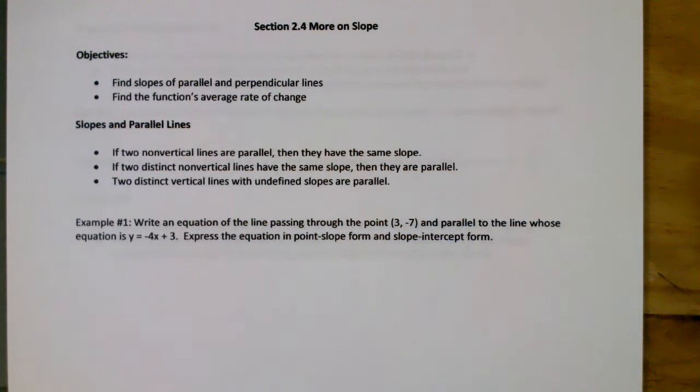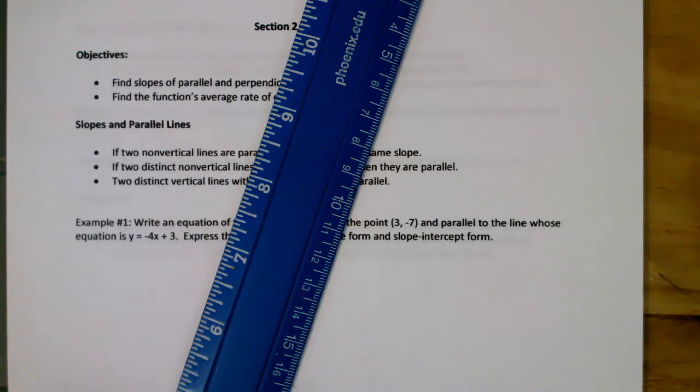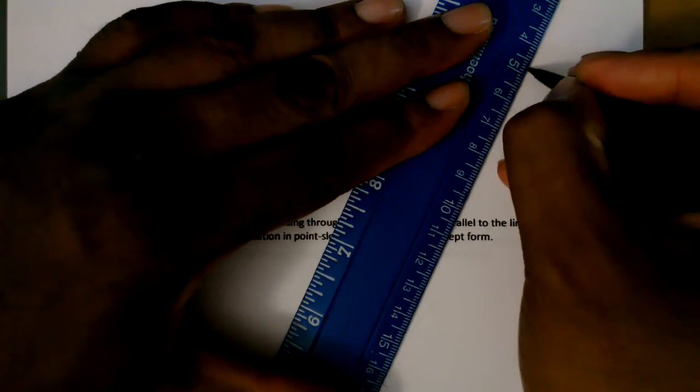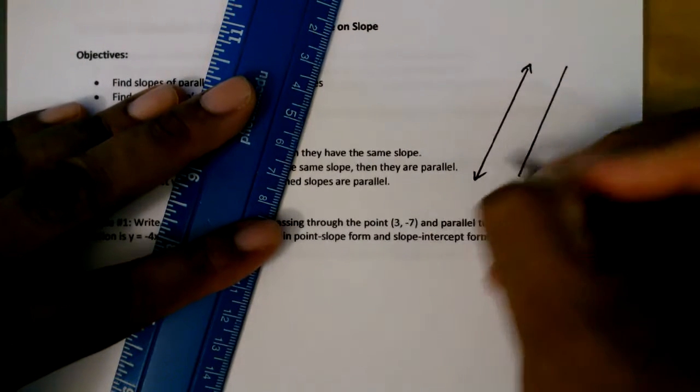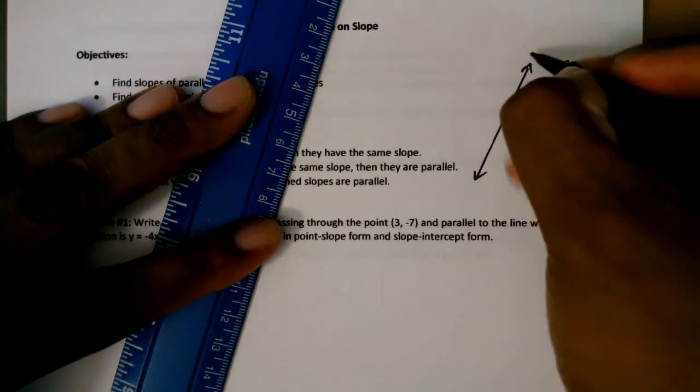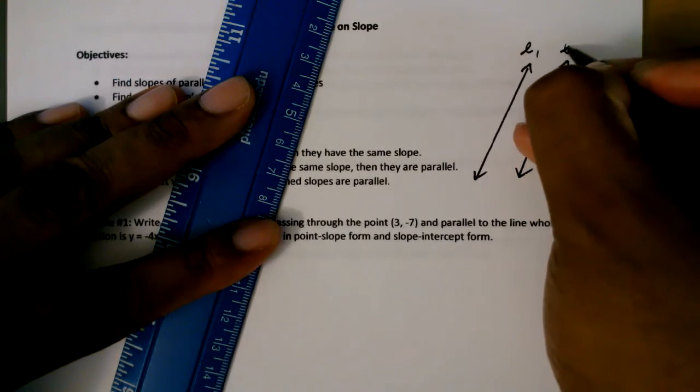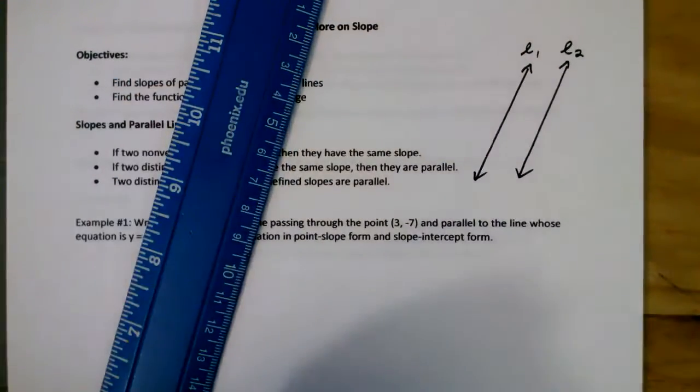Okay, let's talk about slopes of parallel lines first. If two non-vertical lines are parallel, then they have the same slope. And what do I mean by parallel lines, by the way? The best way to show you what parallel lines are is just an illustration. Let's say we have these two lines here. I'm going to call this L1 and this L2.